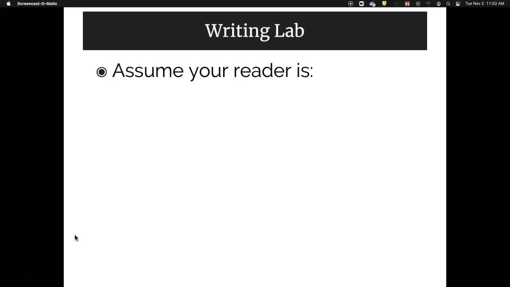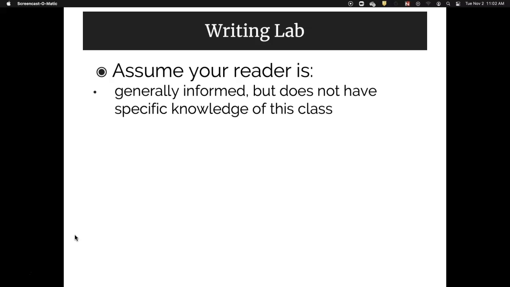Now, there's a couple assumptions that you want to make about your reader. The first one is that this person is someone who is generally informed but does not have specific knowledge of this class or the materials covered in this class. And so if you are going to bring up specific information that you learned about in this class, then you're going to have to provide context for your reader.